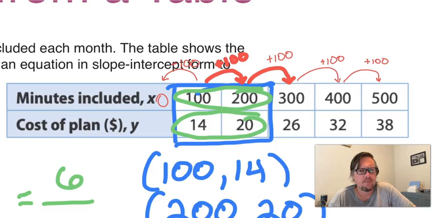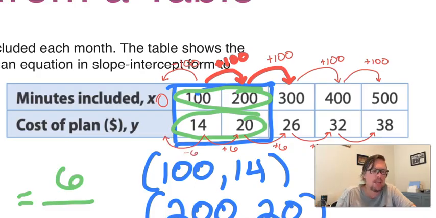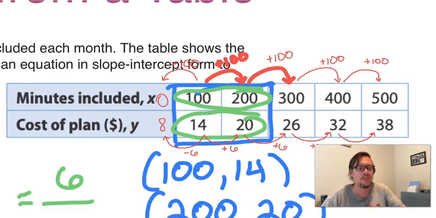Makes sense. Can I do the same thing with the y's? Well, the y's are also increasing by the same amount. They are always increasing by 6. How about that? So wouldn't it make sense then that subtracting 6 would get me back one space? Going up by 6 moves me to the right, then subtracting 6 would move me to the left, and 14 minus 6 is 8. So the y-intercept is (0, 8).